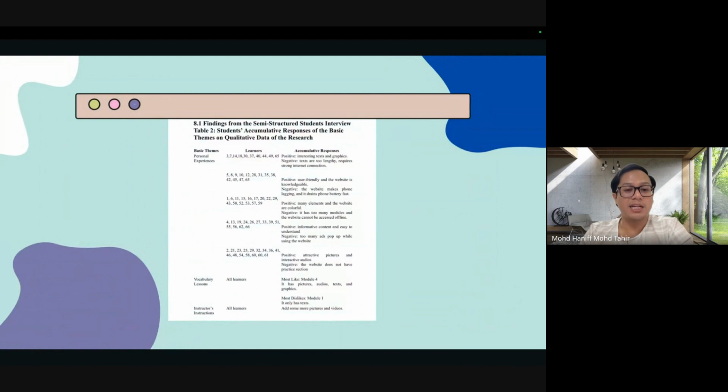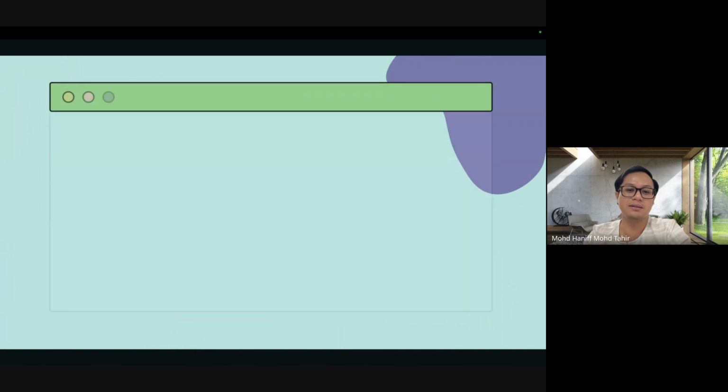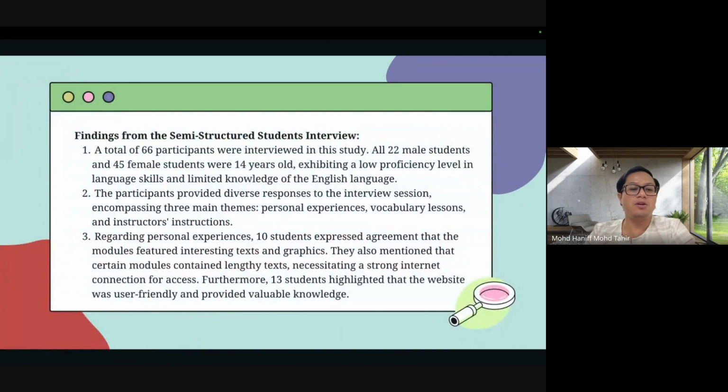This questionnaire is further analyzed into three different themes based on personal experiences, vocabulary lessons, and instructors' instructions. In order to explain the three different themes, I would like to explain to you the semi-structured students interview. A total of 66 participants were interviewed in this study.